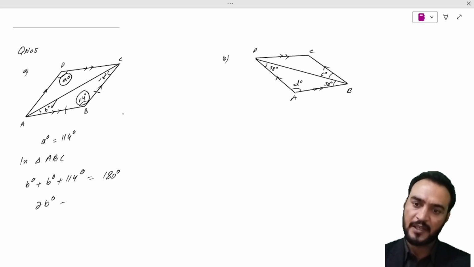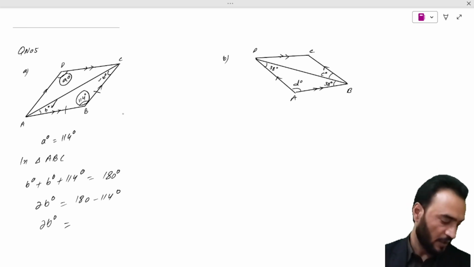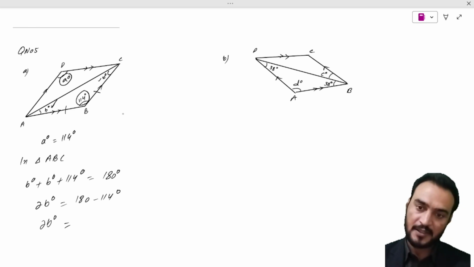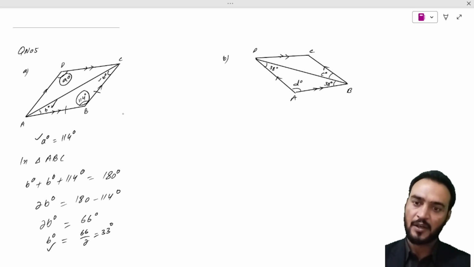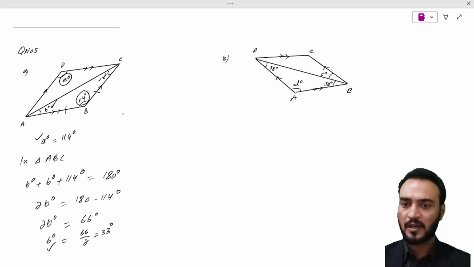This becomes 2b degrees equal to 180 minus 114 degrees. Subtracting 114 from 180, we get 66 degrees. Dividing it by 2, we get the value of b degree, that is 66 over 2, which is equal to 33 degrees. So this becomes the value of b degree. We already found the value of a degree. Both unknowns in this part are found.